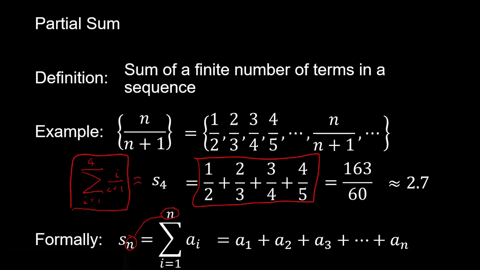Alright, so this is our partial sum, and having defined that, we can move on to series, which is basically the same thing, except a small difference here. For a series, our definition is going to be the sum of all the terms in a sequence. So instead of a finite number of terms, instead of that n being, say, 4, it's going to be infinity. So we're going to add up all the terms in a sequence.